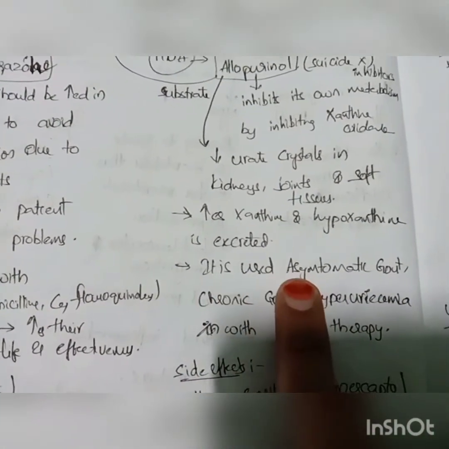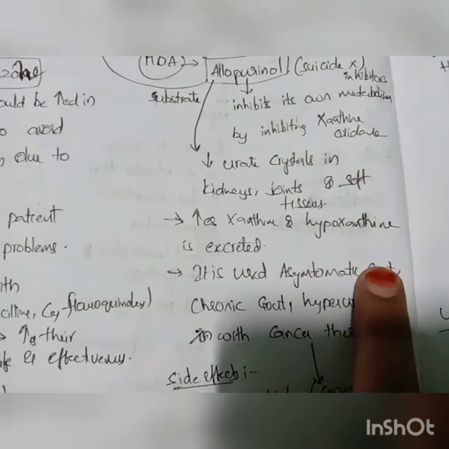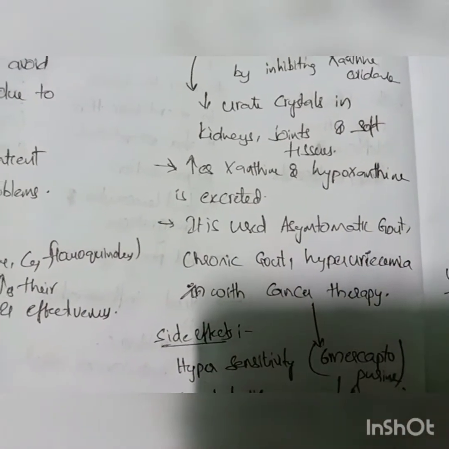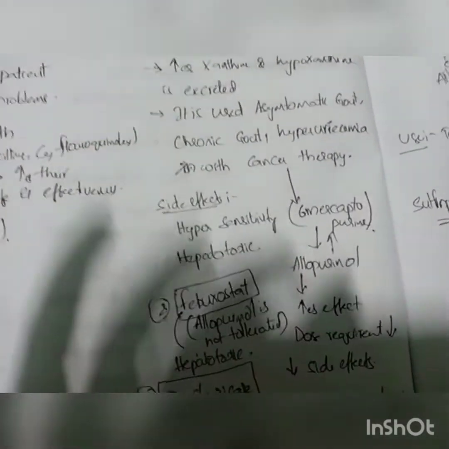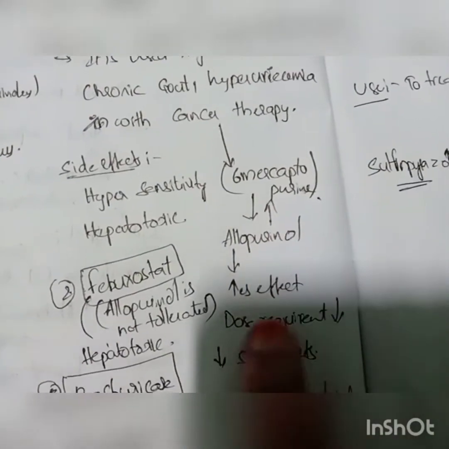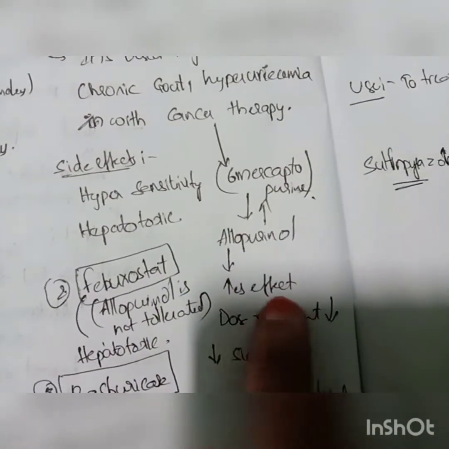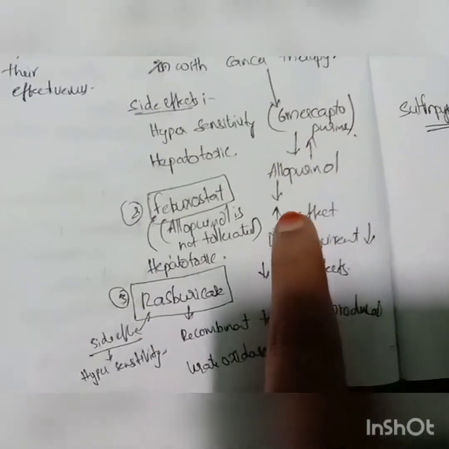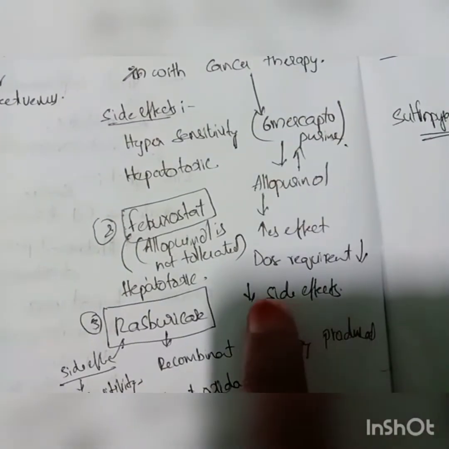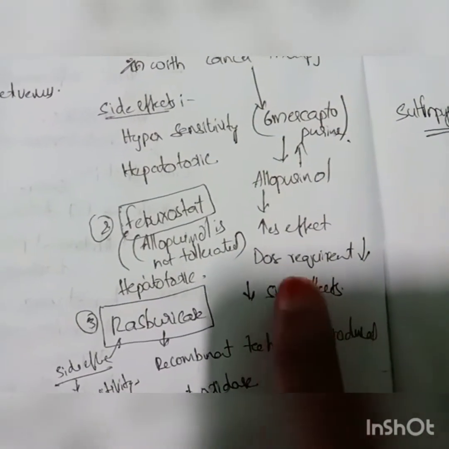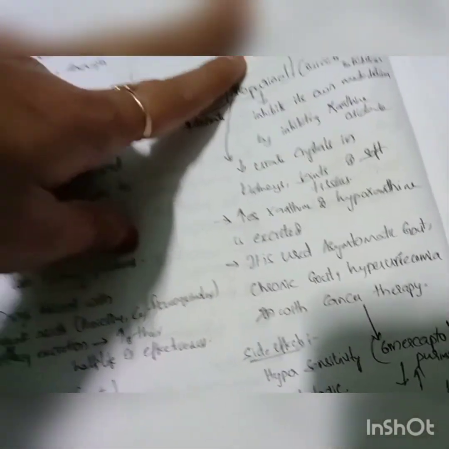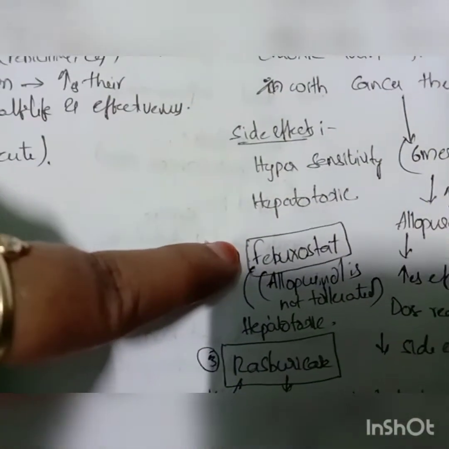It is used in symptomatic gout, chronic gout, and hyperuricemia with cancer therapy. In cancer therapy, 6-mercaptopurine is also used, right? In combination with allopurinol, this leads to an increased effect. Allopurinol will increase the effectiveness of mercaptopurine by decreasing the side effects, and the dose requirement is also decreased.